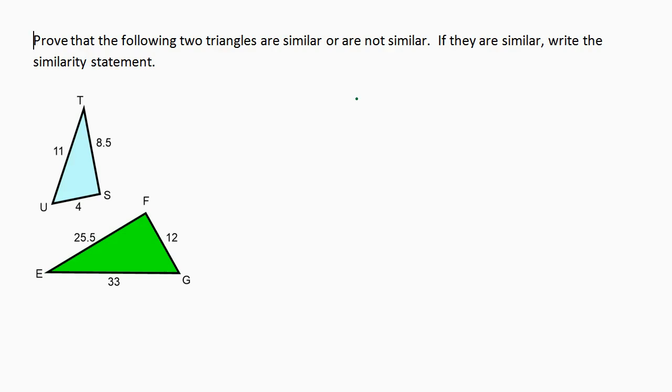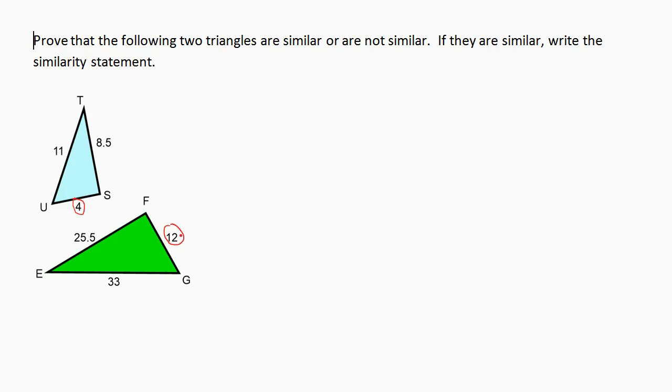So now we're asked to prove that the following two triangles are similar or are not similar. If they are similar, we have to write the similarity statement. Okay, so the first thing that we need to do is match up the sides. Notice that there aren't any angles here to deal with, so we're looking at the side lengths. And remember, if the ratios of the corresponding sides are all equal to the same thing, then the triangles must be similar. So I'm going to start with the shortest and work my way to the biggest.